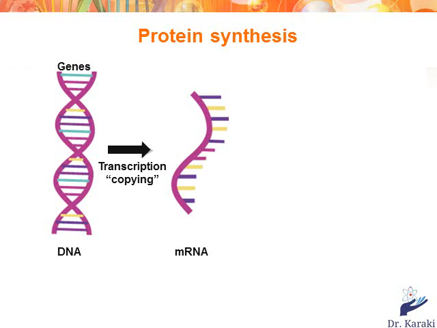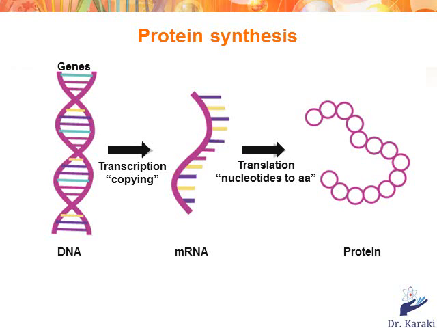Protein synthesis is the process in which cells make proteins. It occurs in two steps: transcription and translation. Transcription is the process in which the DNA sequence of a gene is copied or rewritten in the form of mRNA. Translation is the process in which the sequence of nucleotides in the mRNA is read and decoded to a sequence of amino acids building a protein.